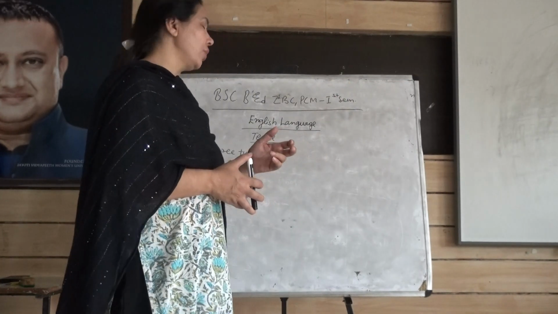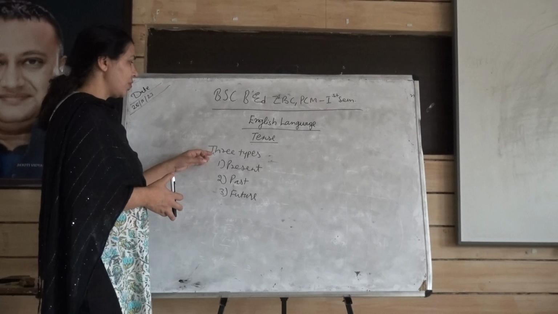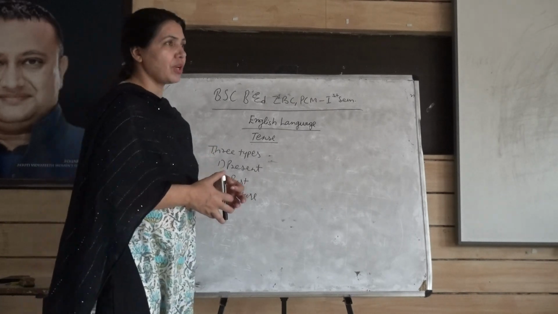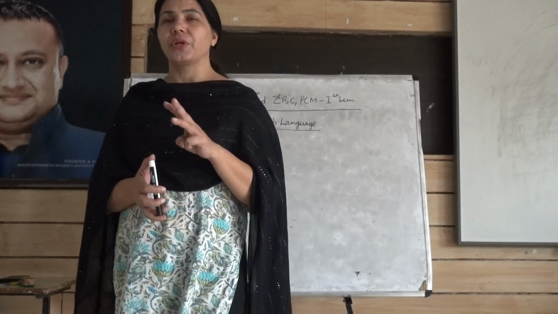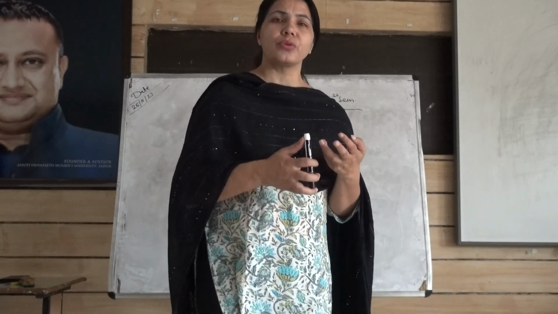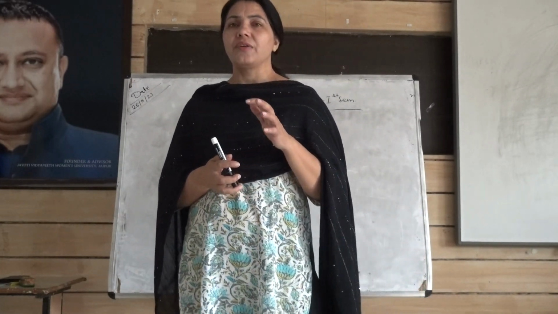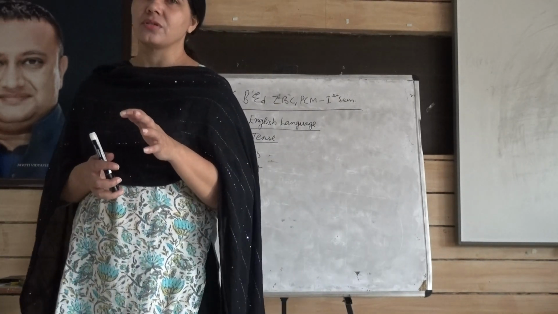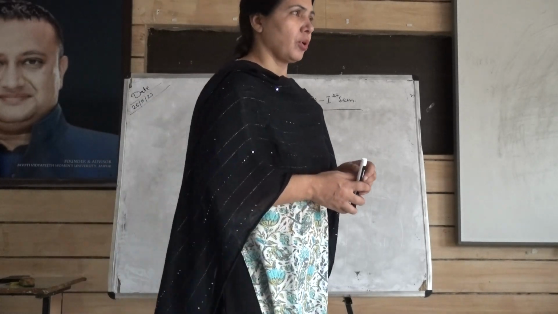So tenses are of three types. One is present, one is past, one is future. Everybody knows tense means time. This is the Latin word, from tense it means time. Obviously present time is also there, past time is also there, and future time is also there. So basically we are talking about the tenses, or the tense, simple present tense I am going to talk.